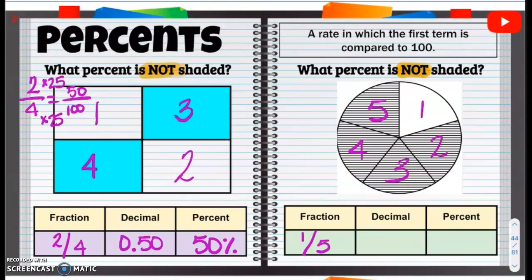So our decimal, well, first of all, we have 1/5 is not shaded. How do we get that to 100? Oh yeah, we're going to multiply by 20. So we're going to multiply by 20. And then we have 1 times 20, which is 20.